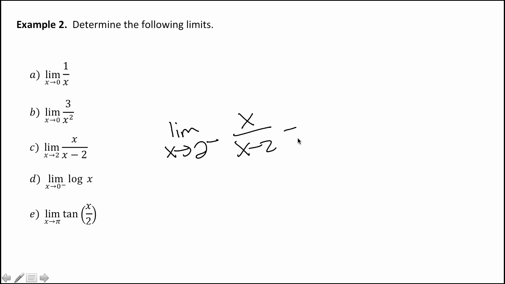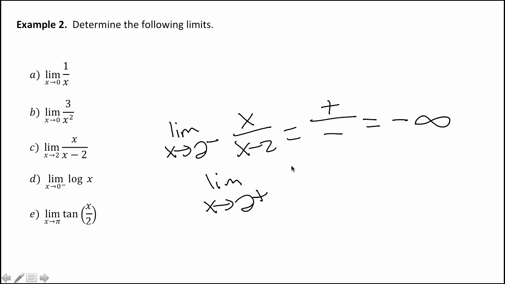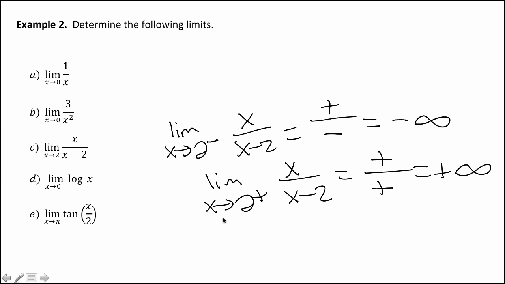So we're going to plug in a number such as 1 from the left side. So if you plug in 1, you're going to get positive here, and you're going to get negative here, because 1 minus 2 is negative. Positive divided by negative is negative, so therefore your answer is going to be negative infinity. So if you do it from the right side, you're going to plug in a number just to the right of 2, like 3 for instance. You get positive over here, positive in the bottom, which gives you positive infinity. Therefore, the overall limit here does not exist.